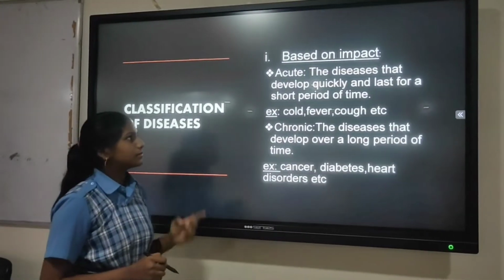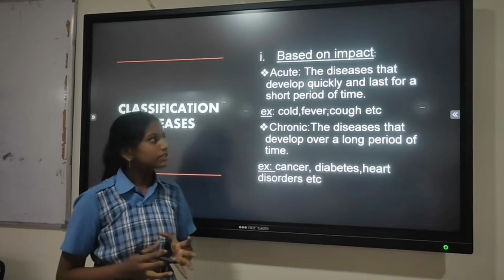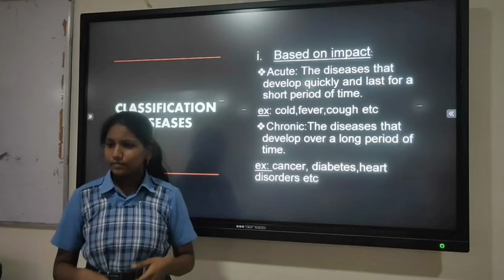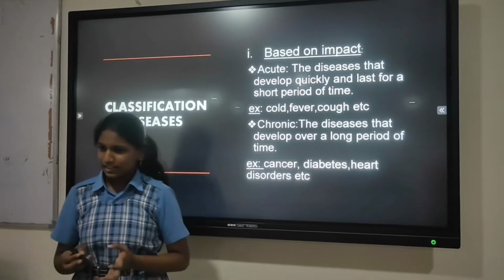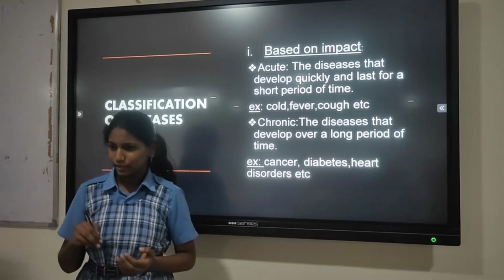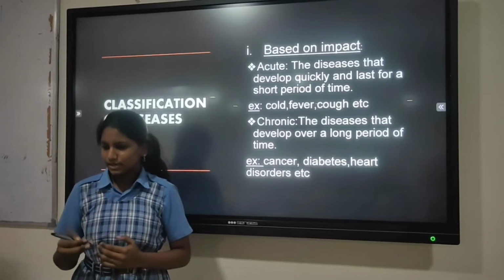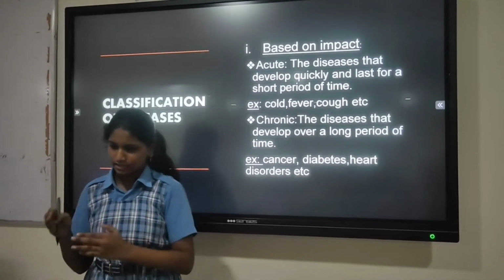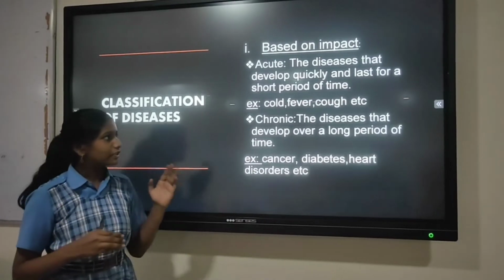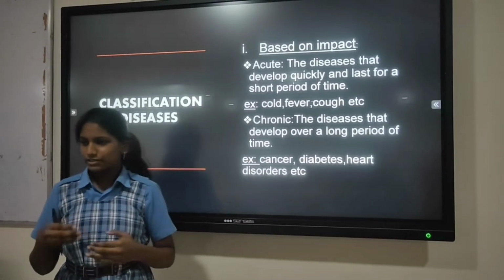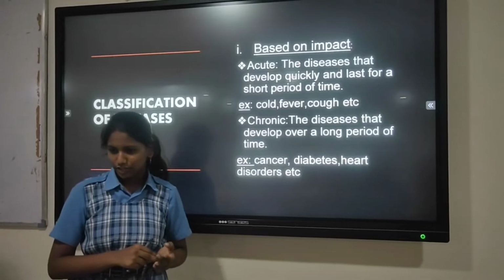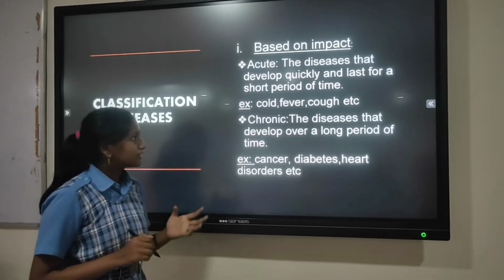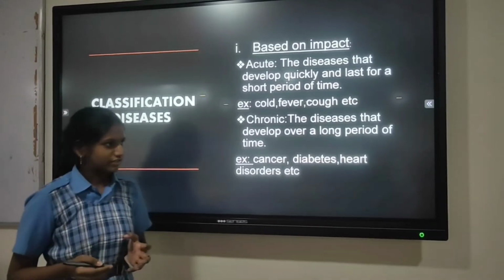Classification of diseases. Number 1, based on their impact. In that we have two types, acute and chronic. By the name itself, we can understand acute, and we have already come across this word in mathematics. In mathematical language, acute means a small angle which lies between 0 degrees and 90 degrees. Even in biology, an acute disease is one which occurs in a short period of time and also lasts for a short period of time. Examples: cold, fever, cough, etc.